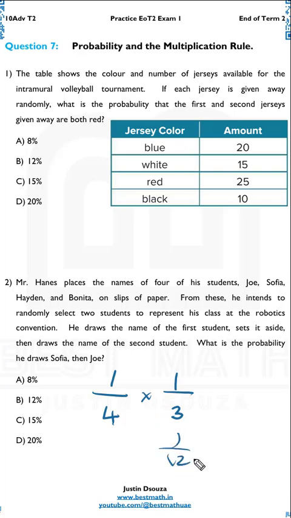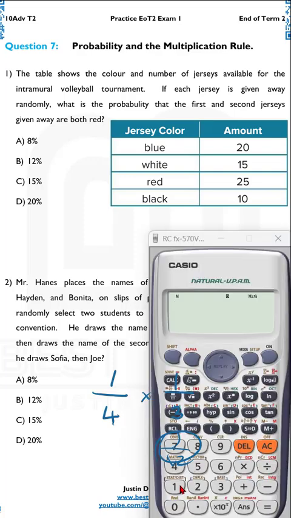So this is the answer. It's 1 by 12. But then you need to put it in the calculator. It will be multiplied by 100. So here it is 1 divided by 4 multiplied with 1 divided by 3, and you can multiply this with 100. And here we go. It's 8.33% or 8%. That's option A here.